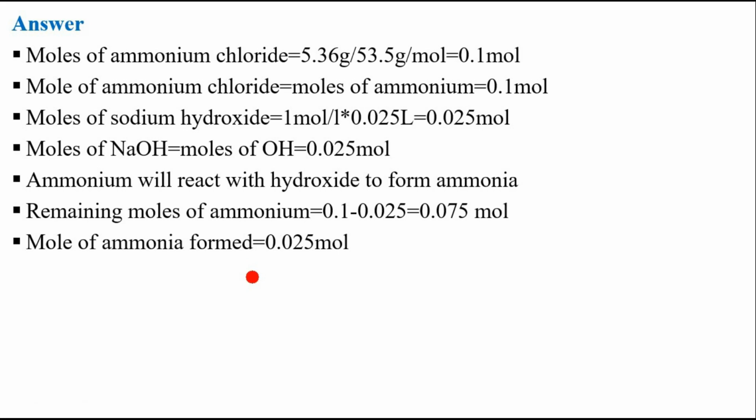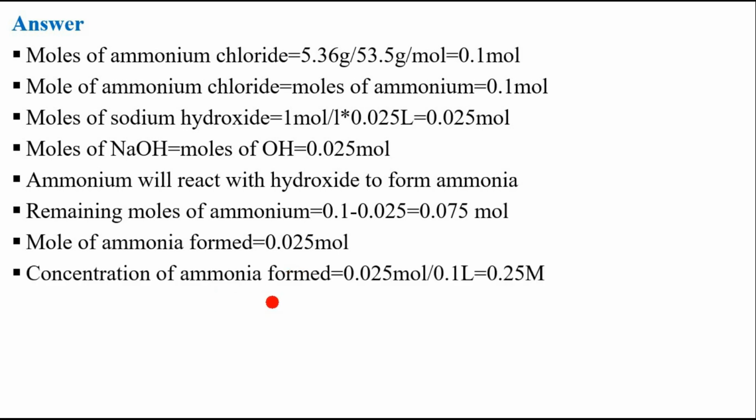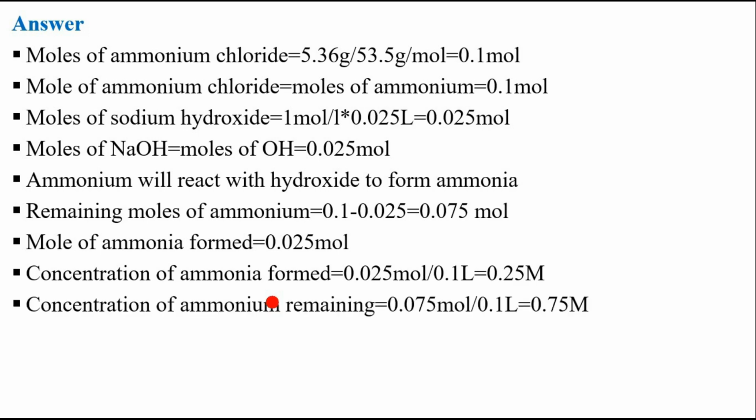The mole of ammonia formed will depend on the hydroxide that we have added. That means we take ammonium plus hydroxide and we form the ammonia. So the mole of ammonia will be the same as the mole of sodium hydroxide which reacted. Then we can determine the concentration of ammonia formed. Then we determine also the concentration of ammonium, the remaining concentration of ammonium. Then you have a buffer solution of the ammonia and the ammonium.